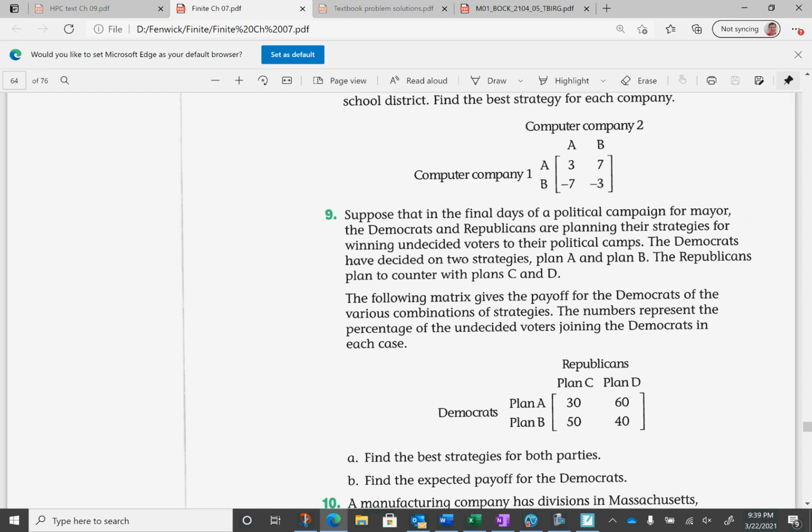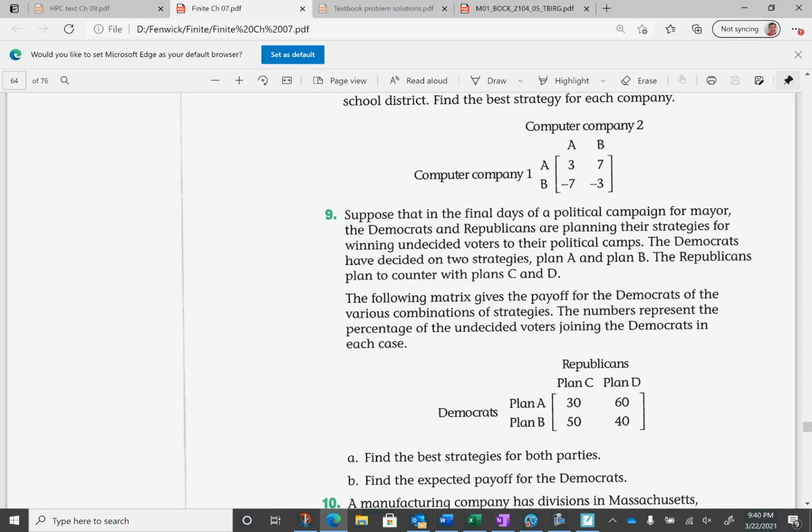Again, very similar to 4. I'm not sure we're going to rehash this here. So the Democrats' best strategy is to go with strategy A 1/4 of the time, B 3/4 of the time. For the Republicans, their best strategy is to go 50-50. Strategy C half of the time and D half the time. The expected payoff for the Democrats is 45% of undecided voters will join them.